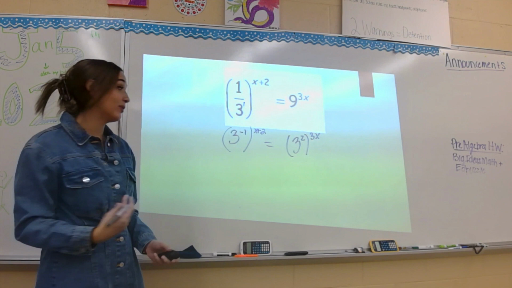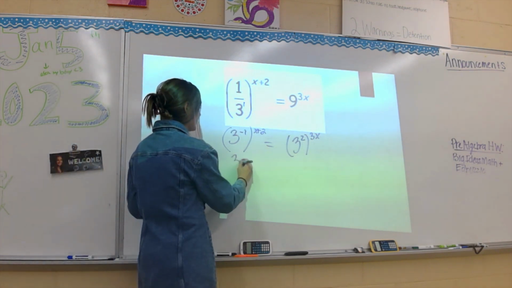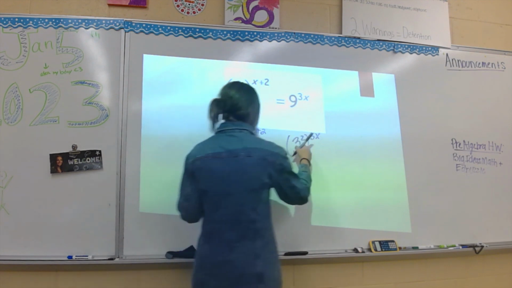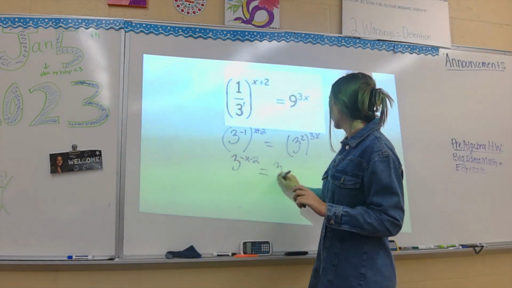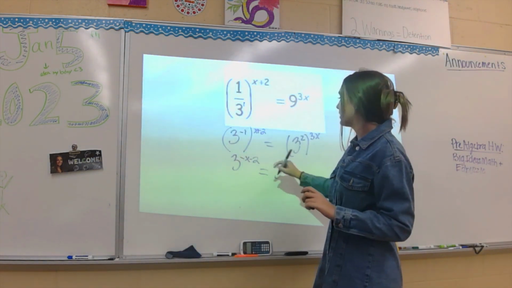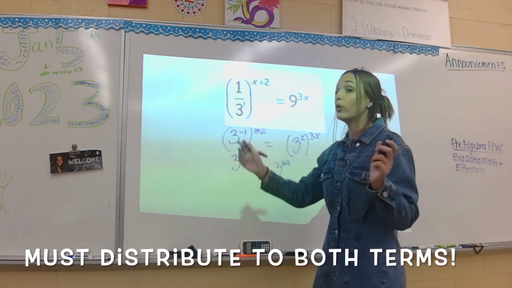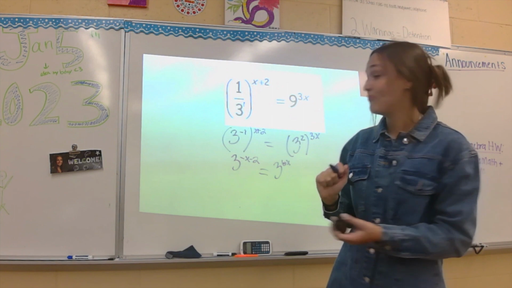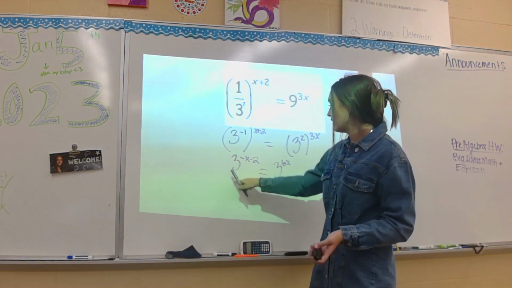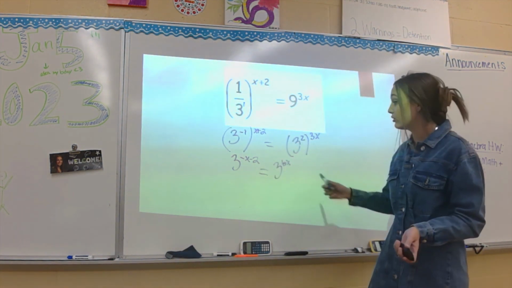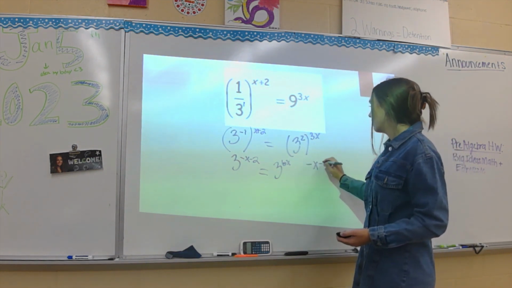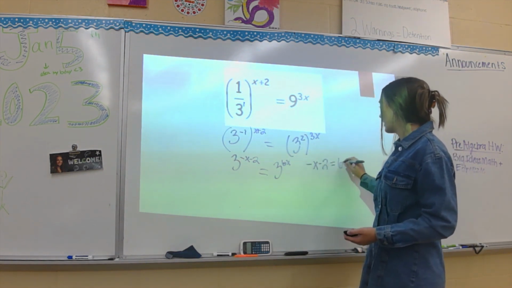Once again, we have to simplify this. So this becomes 3 to the negative x minus 2 equals multiplication 3 to the 6x. Once again, you can tell I multiplied it to both terms. It has to be distributed to both terms in that binomial. Now we have the same base, so I'm going to set those exponents equal to each other. So I get negative x minus 2 equals 6x.